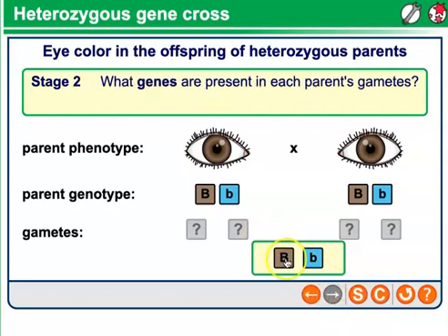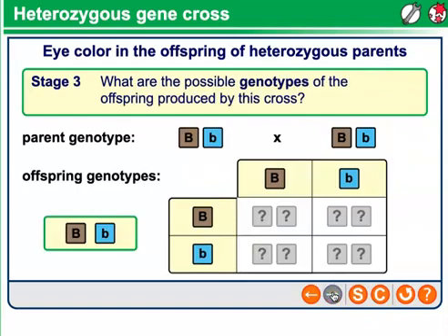So what gametes do they have for possibilities? This parent could give an uppercase B or a lowercase b. This parent could also give an uppercase B or a lowercase b. So let's do the cross using a Punnett square. This parent has an uppercase B or a lowercase b to give. The same for the other parent.